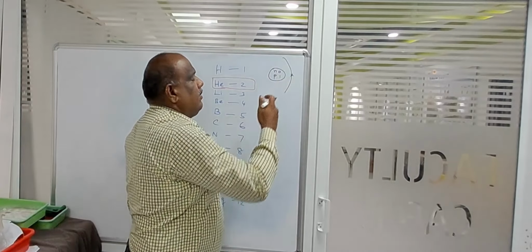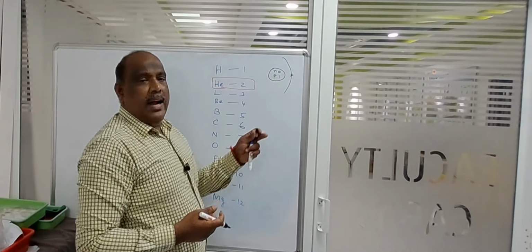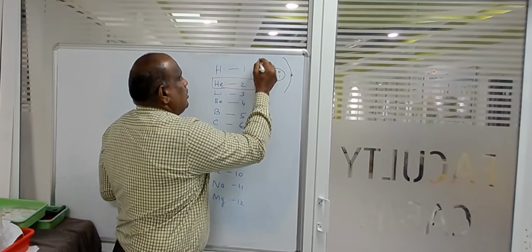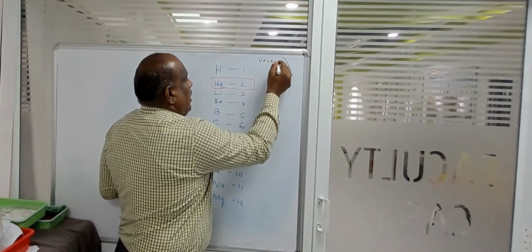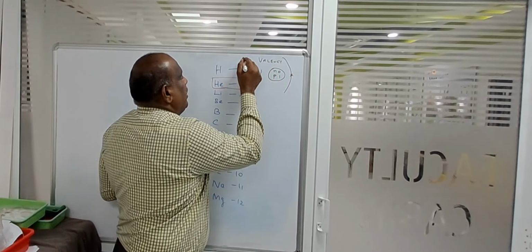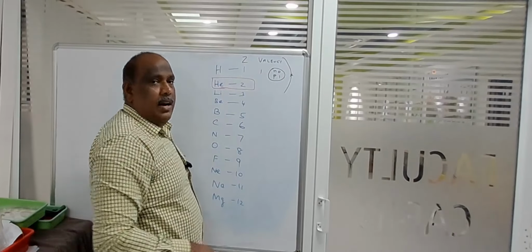In another layman term, the valency definition is the number of electrons in the outermost orbital. So this is the outermost shell. We can see the number of electrons is 1, and hence the valency of hydrogen is 1. So I can write 1. This is nothing but my atomic number. This is not the valency, it is the atomic number.